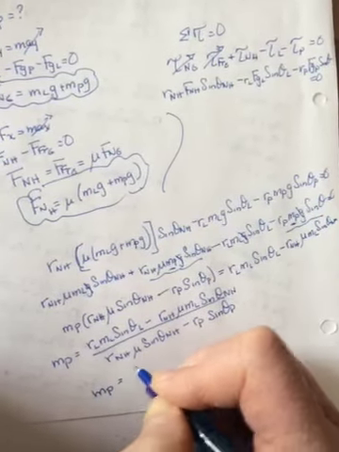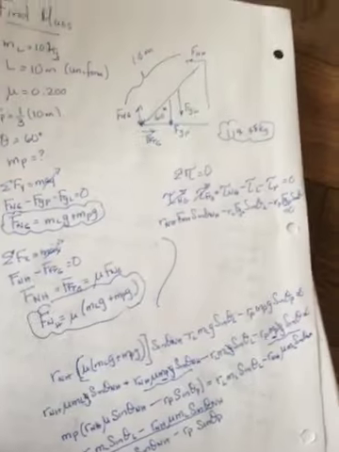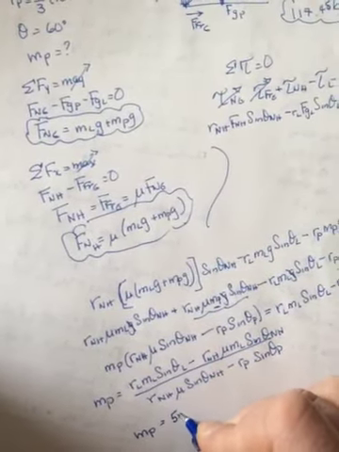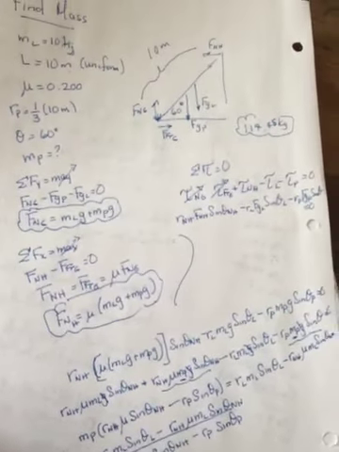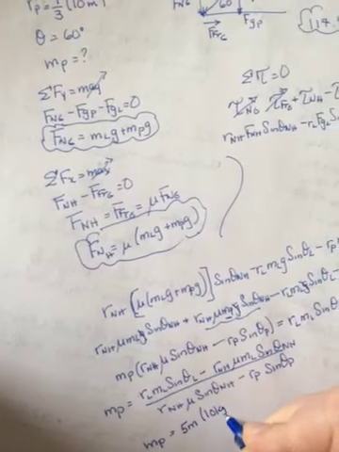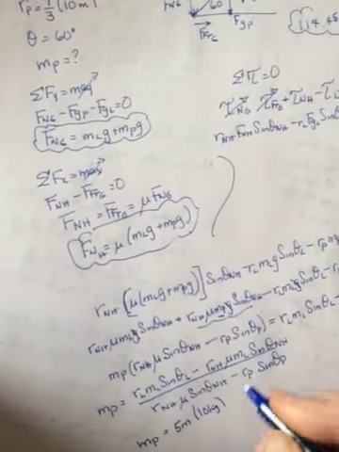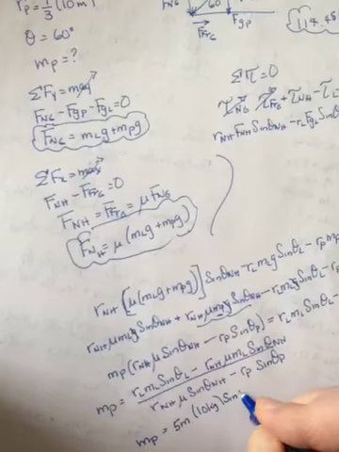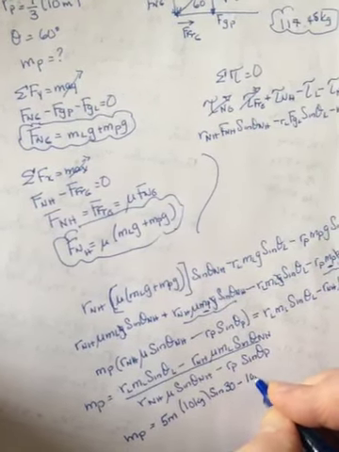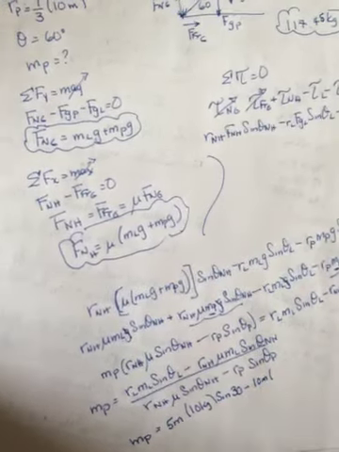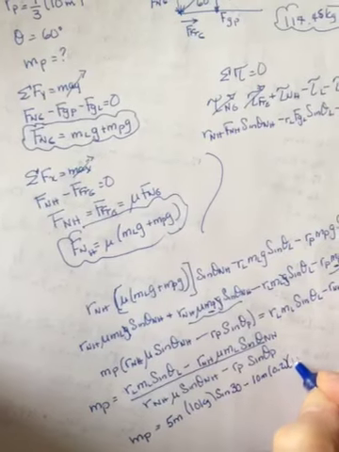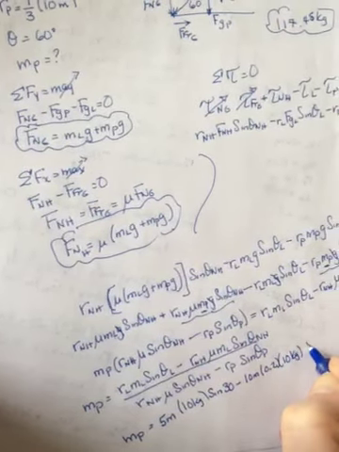Fill in your numbers. R of the ladder, it was a 10-meter long uniform ladder, so R should be 5. The mass of the ladder was also 10 kilograms, and the angle at the base of the ladder was 60, so the angle for the ladder itself will be 30. R normal of the house, 10 meters. Mu was given to us to be 0.2. Mass of the ladder, 10 kilograms.